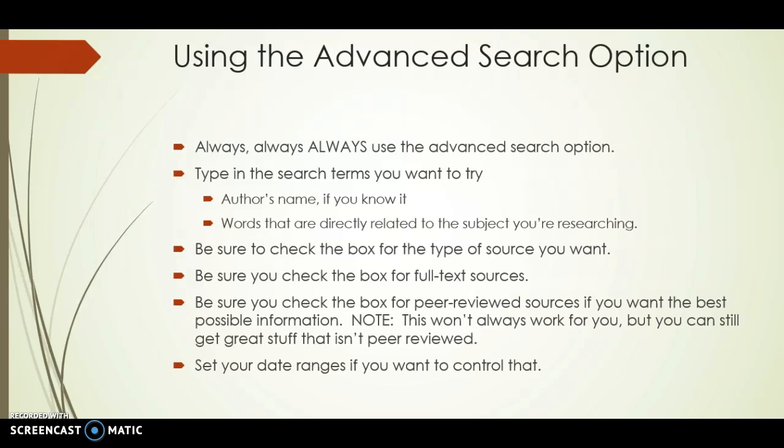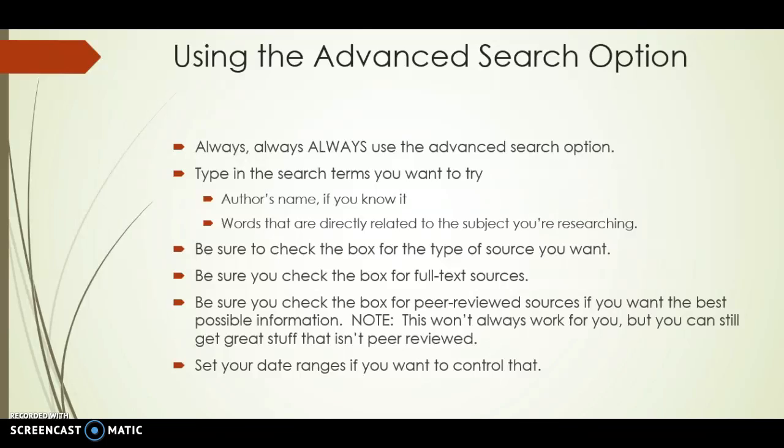But a lot of times we don't know who we're looking for. If I'm a PhD student, I know which scholars I'm looking for because it's the same scholars all the time writing about my subject. But if this is fairly new to you, then you may not know who you're looking for. So you don't have to use the author's name, but you do need to know words that are directly related to the subject you're researching. For instance, if I'm writing my research paper on homelessness and veterans, I would want to make sure the search terms I typed into the box included homelessness and veterans.